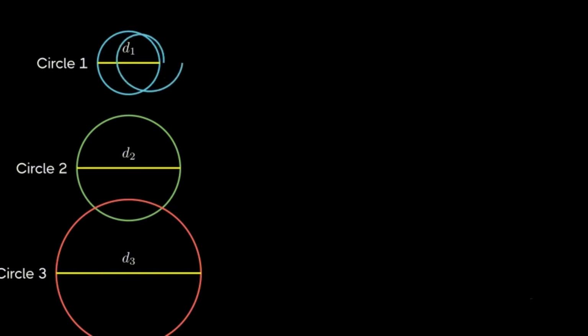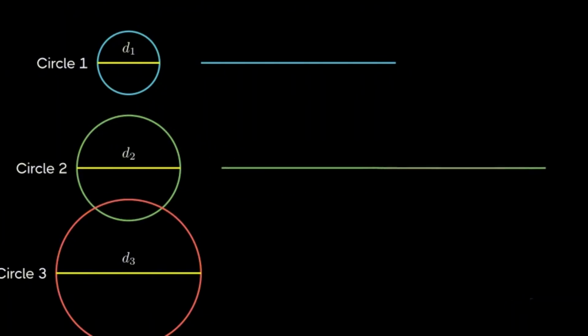Watch as we unwrap our smallest circle first. Notice how its curved circumference becomes a straight line. Now the medium circle unwraps into a longer line. And finally, our largest circle unwraps into the longest line of all. Let's label these lines as C sub 1, C sub 2, and C sub 3 to represent the circumference of each circle.